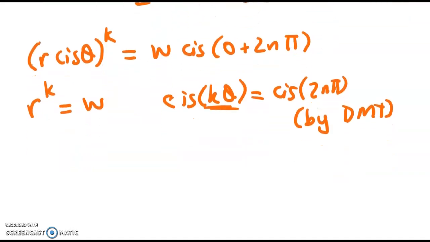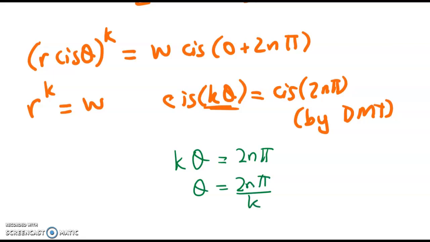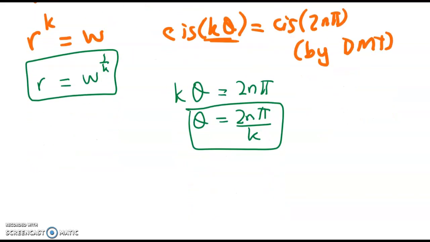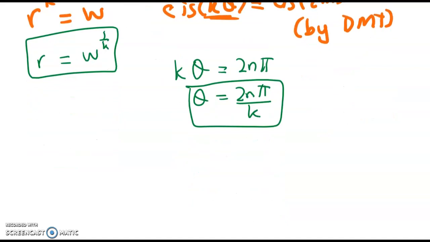Last time I used the thick orange pen, someone complained, so I'll switch back to k theta is equal to 2n pi. That gives me theta is equal to 2n pi over k. And r is equal to w to the power of 1 over k. So we've got this and we've got this. That means that we can now generate those k roots.